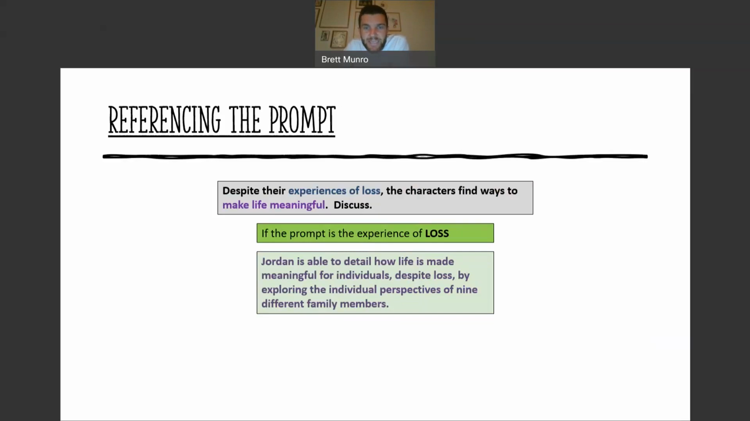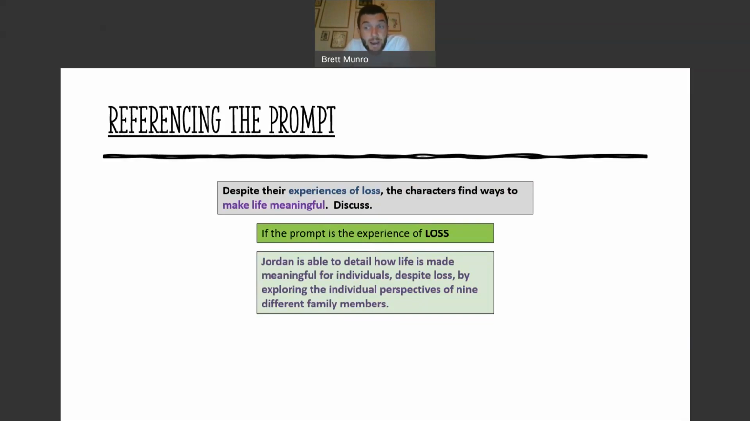Jordan is able to detail how life is made meaningful for individuals despite their loss by exploring the individual perspectives of the 9 different family members. Or you could say the perspectives of 9 different members of the Westaway family. Something along those lines would be fine.